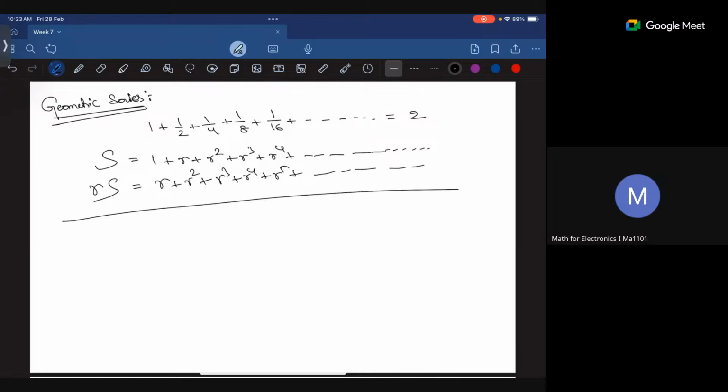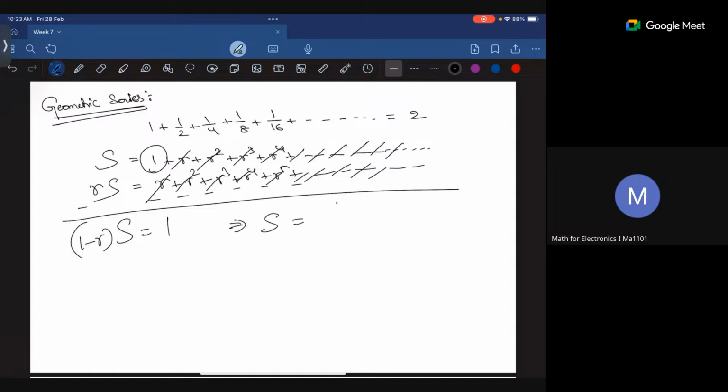And if I subtract these two, on the left hand side I will have 1 minus r times s, and on the right hand side all these terms will get cancelled out, right? The only thing that is left is this one. So on the right hand side you will have 1. So from there you will get your s, which is the summation, equal to 1 by 1 minus r. Okay, so something like this.